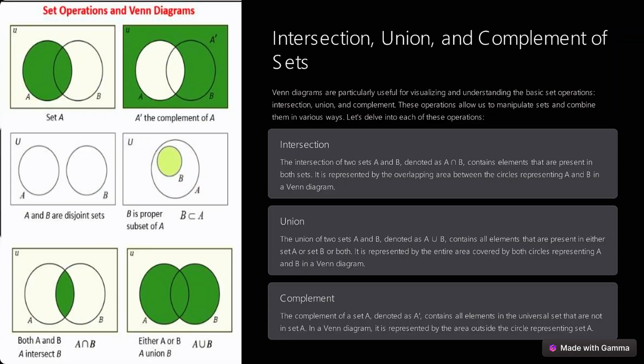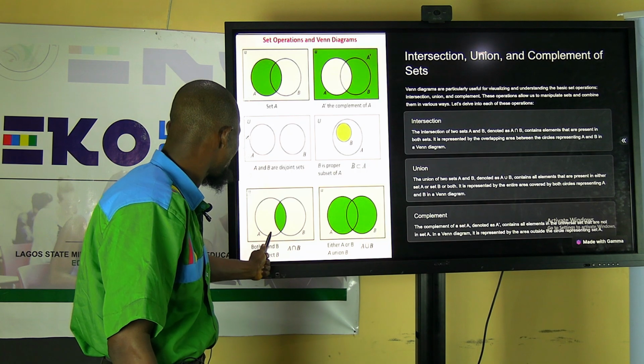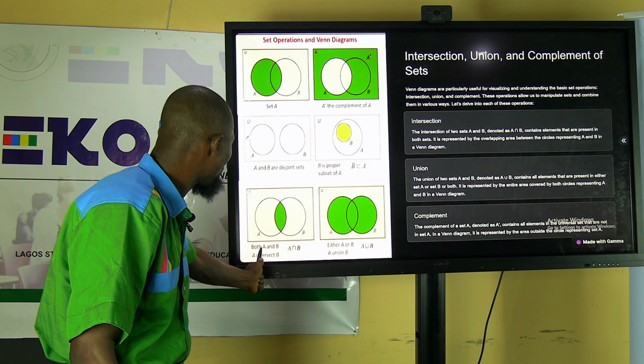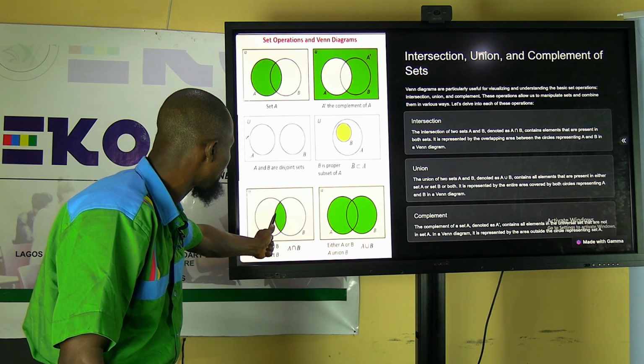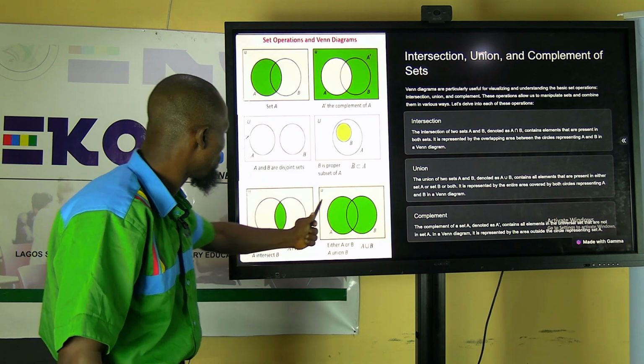Then we have intersection, which I've mentioned. You have defined that before. So this is just for you to recall the definition. So in Venn diagram, both A and B, that is A intersection B, is the green area. We also have what?